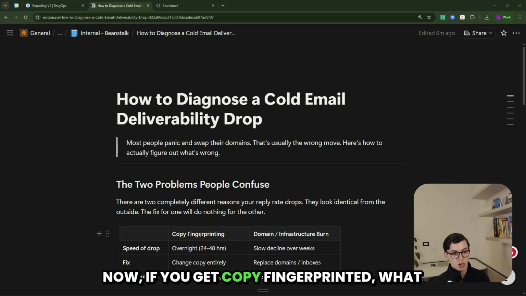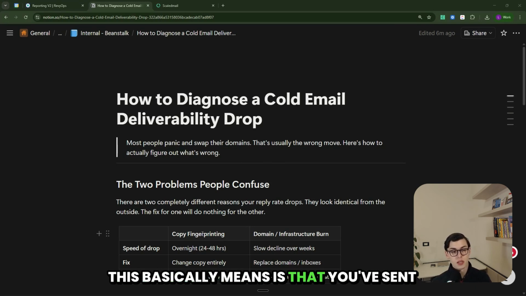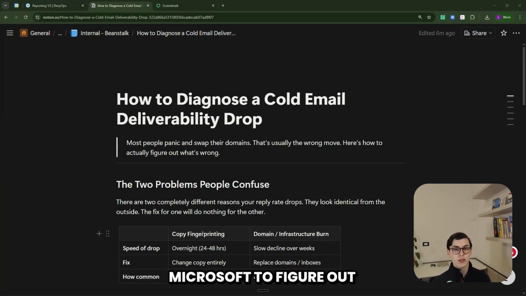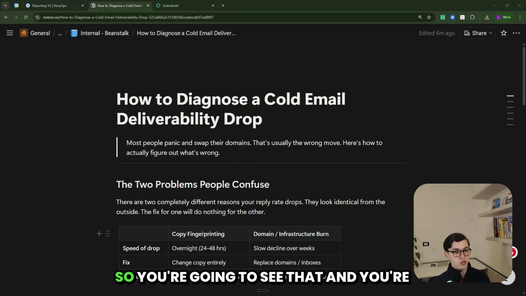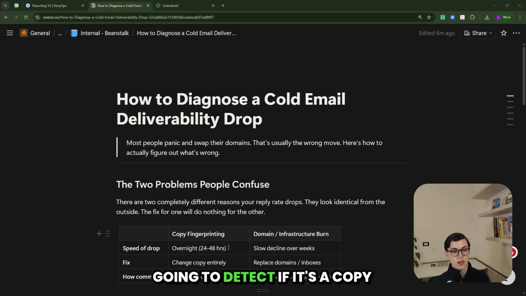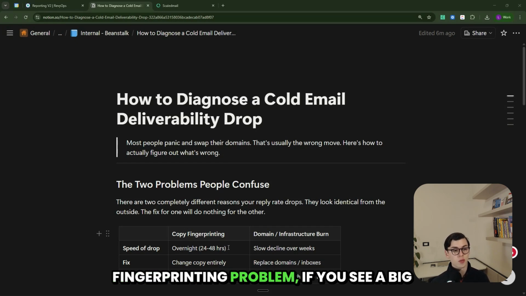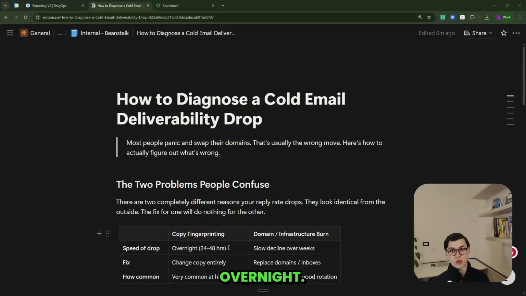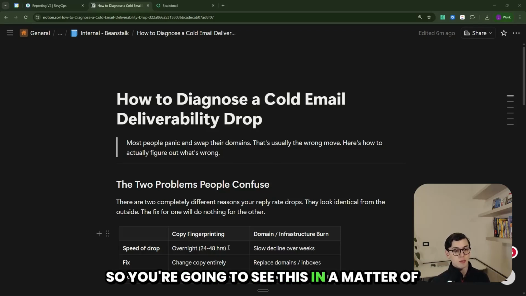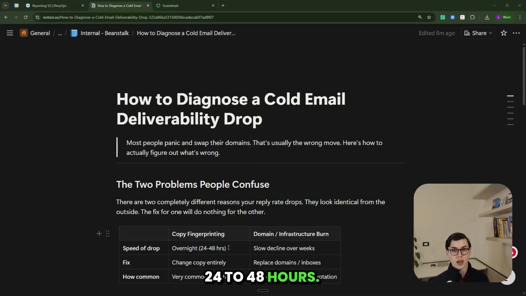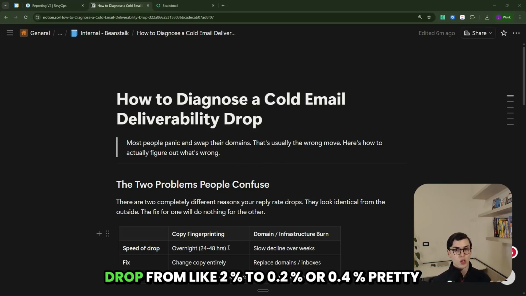If you get copy fingerprinted, what this basically means is that you've sent your copy enough times for Google and Microsoft to figure out that you're bulk sending your emails. You're going to detect if it's a copy fingerprinting problem if you see a big drop in your reply rates pretty much overnight, in a matter of 24 to 48 hours. You're going to see your reply rates maybe drop from like 2% to 0.2% or 0.4% pretty much overnight.